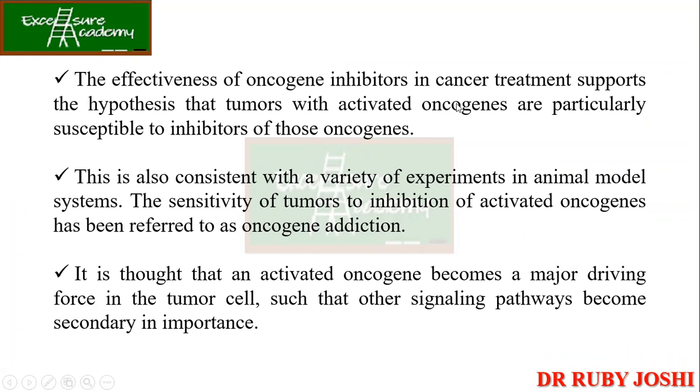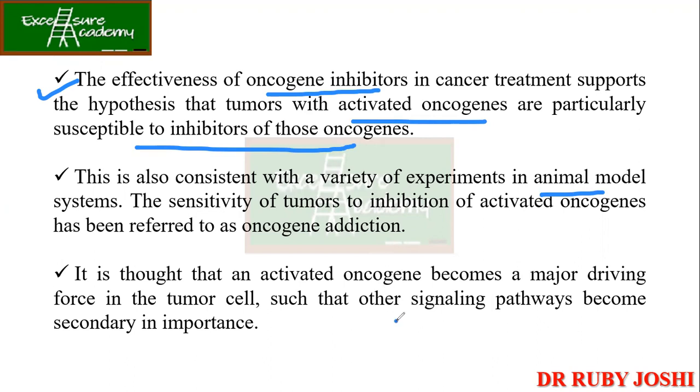effectiveness of oncogene inhibitors in cancer treatment. Suppose the hypothesis is that tumors with activated oncogenes are particularly susceptible to the inhibitors of these oncogenes. Okay? So this is also consistent and shown in the case of the animal model also, and we have also seen where they have tested in the secondary signaling pathways.